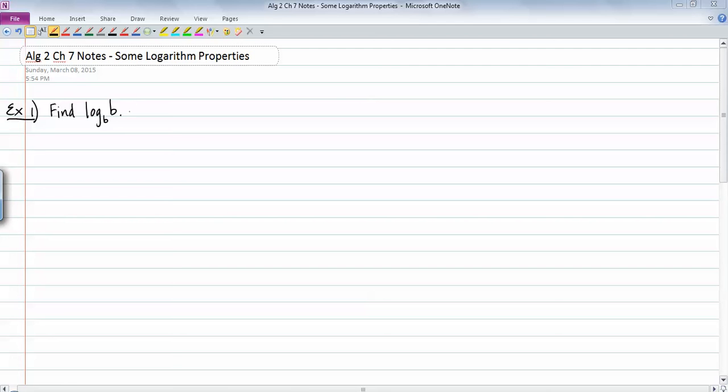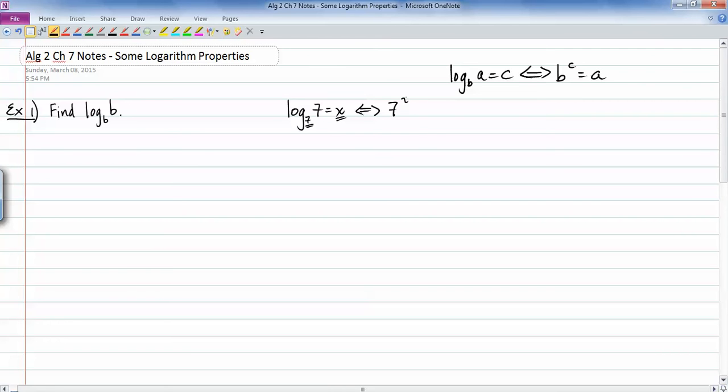So the first example is just find log base b of b. We've done a few problems now where I've said, log base 7 of 7 equals what? And the way that we've done it is we've called that thing x, and then we did the rearranging formula. It says log base b of a equals c means the same thing as b to the c equals a. So if we rearrange this, then we get 7, this b, to that c equals this a. Well, that means that x has to be 1, which means log base 7 of 7 has to be 1.